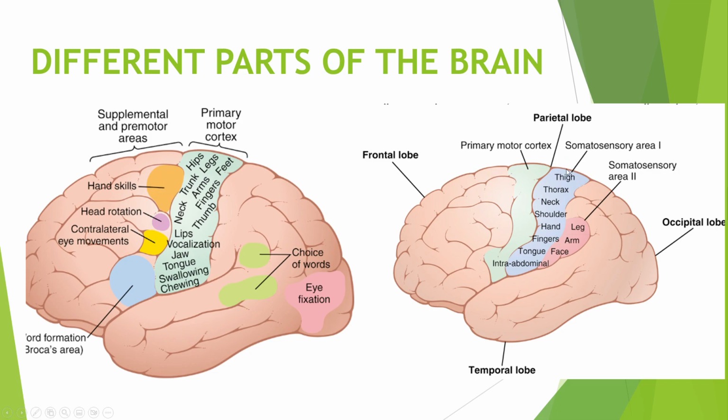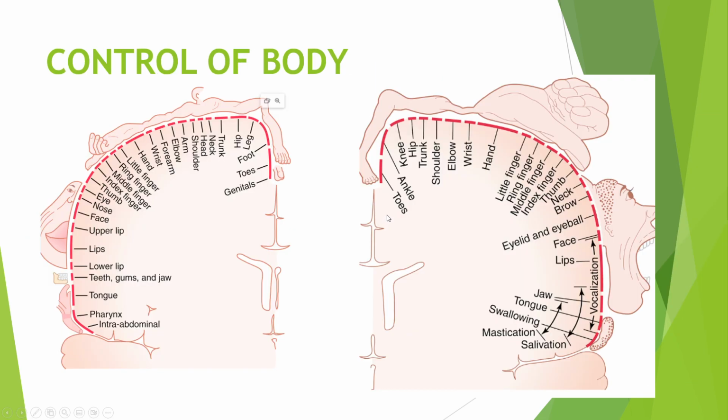Whereas the blue color is the somatosensory area. This is where signals come from the body to the brain. The green is the signals from the brain to the body. So this is what we can see here.